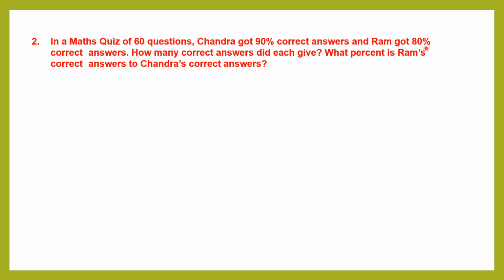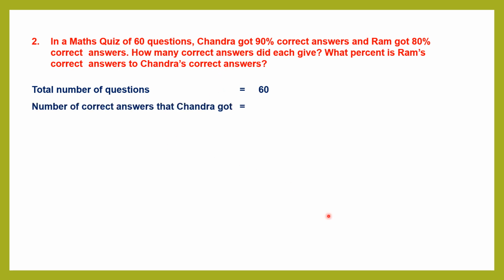Ram got 80% correct answers. So first we need to find out how many correct answers each one got. Let's begin by writing total number of questions is 60. In that, Chandra got 90% correct answers. That means 90% of 60 questions. So the number of correct answers that Chandra got is 90% of 60. Let's work out 90% of 60.